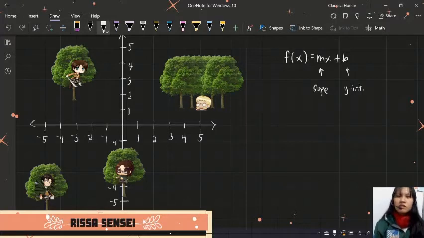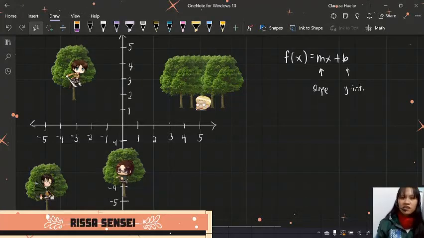Okay? But how are you going to write a linear equation given 2 points? So, paano kapag merong 2 points lang? Tapos, paano natin kukuhanan yung linear function? Okay, so let's say we have here, if you are familiar with this anime, alam niyo na kung sino yung mga characters na nakalagay dito sa ating Cartesian plane.